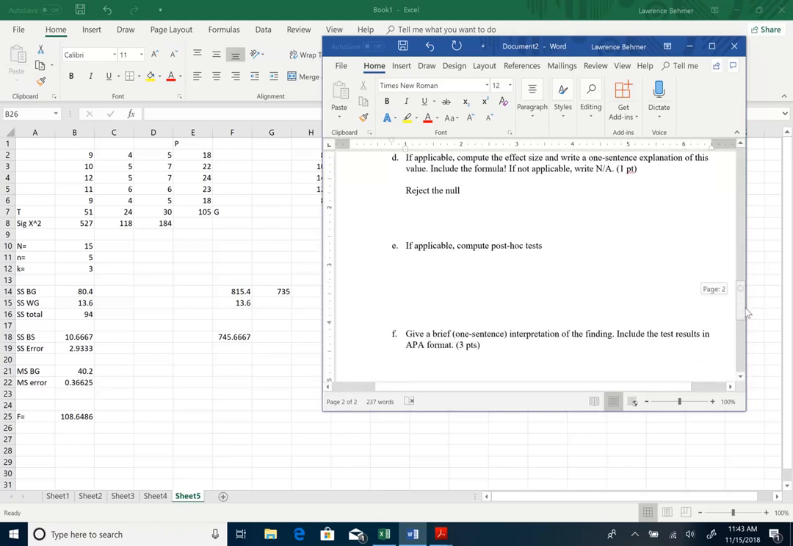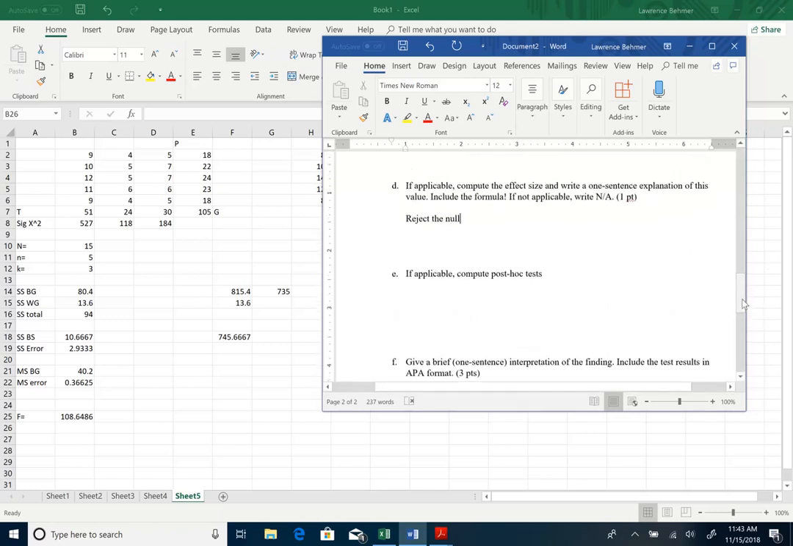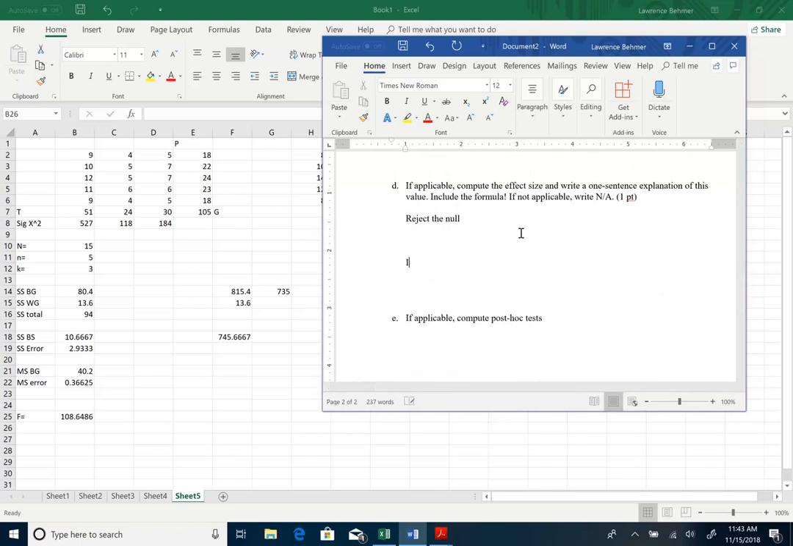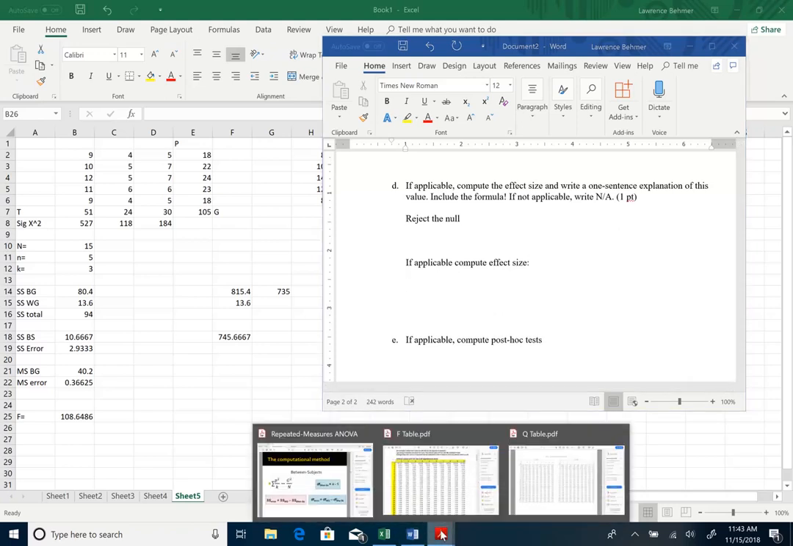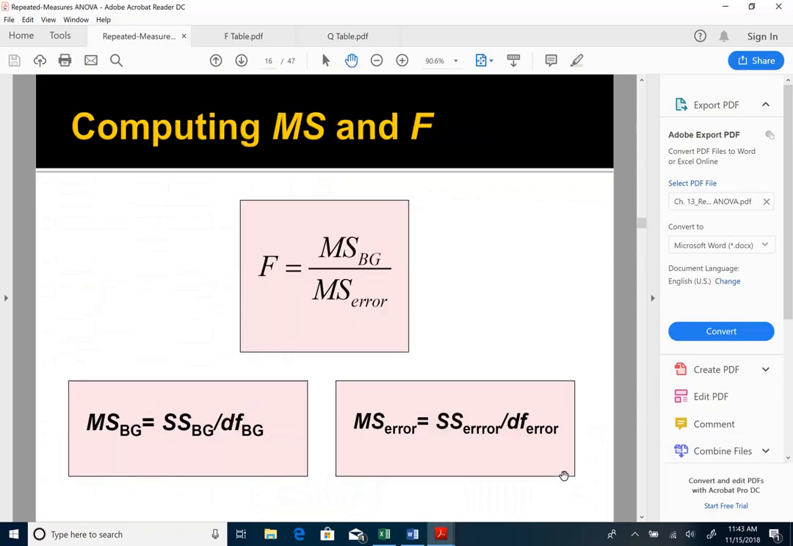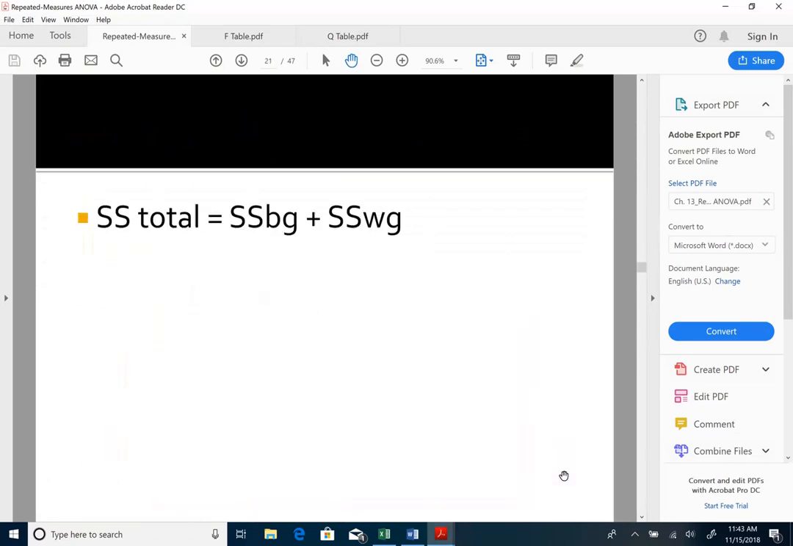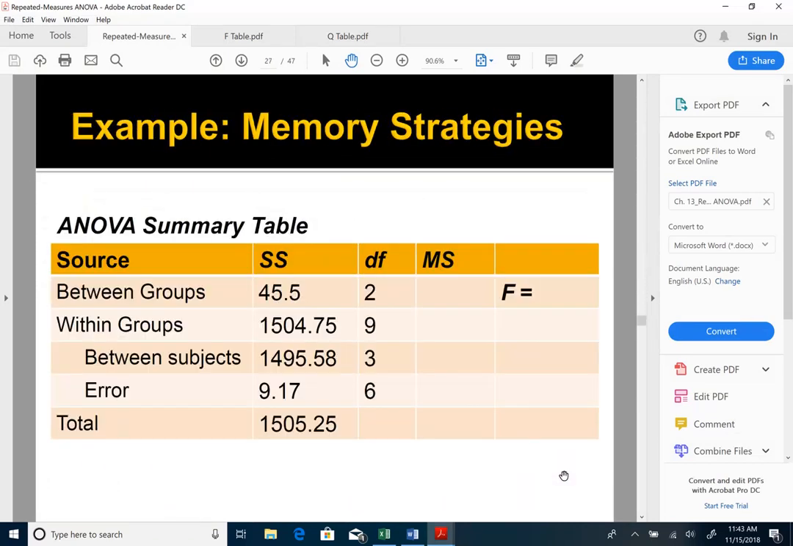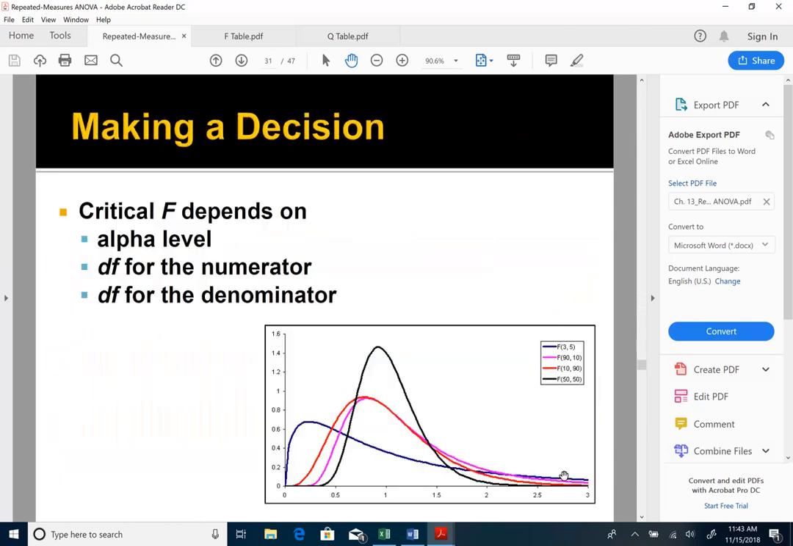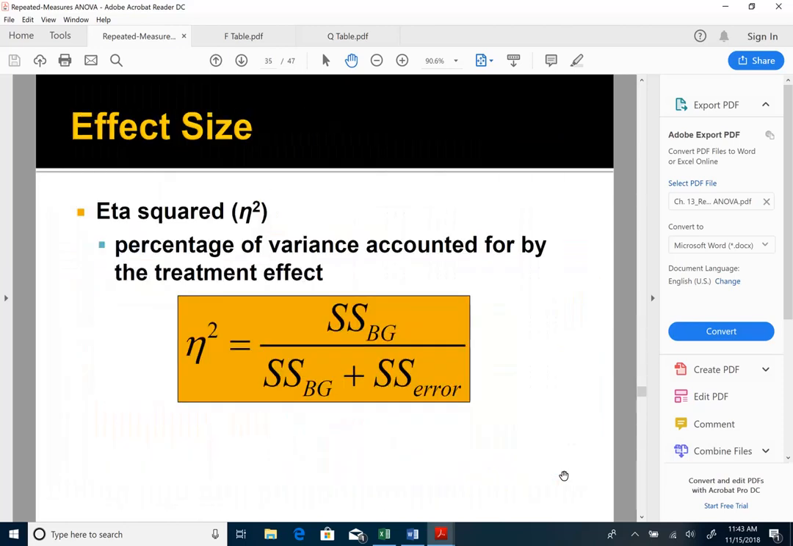If applicable, compute post hoc. Oh, we forgot to. If applicable, compute effect size. Wonder if I left that off the homework. All right, so we should have a... Let's go back into our slides and find out how we compute the effect size again. There it is right there, right?